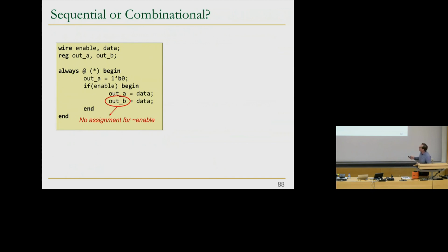It's sequential, right? Because you have no assignment for not enable. That's true for output A and output B. So if the enable is true, you get some value, but if the enable is not true, you don't get some value, even though your sensitivity list is any input. Meaning that if enable changes, you don't capture that value, meaning that you remember the old value of output B and output A if enable is not true. So that's the way of checking it. Meaning that in not all cases over here, for any input, the outputs are assigned.